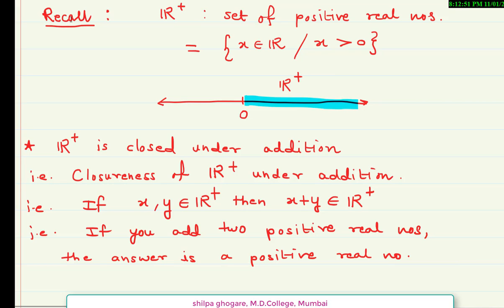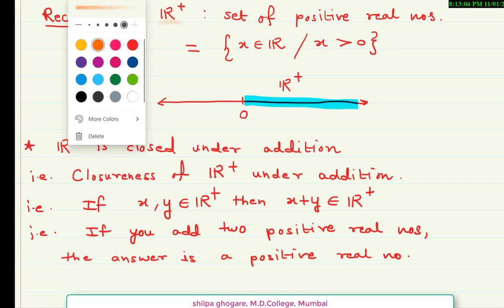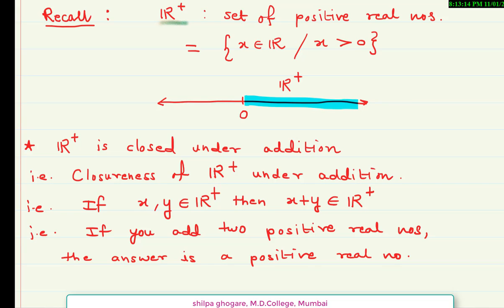Now, before we do the further results, let us recall what we have learned in the first video on order properties. R plus is the notation we learned. It denotes the set of positive real numbers, which can also be written as all those real numbers which are strictly greater than 0.